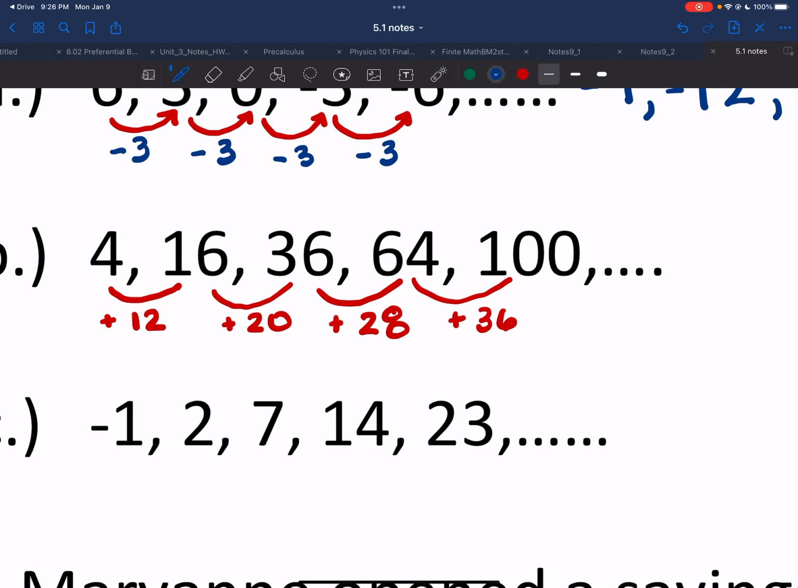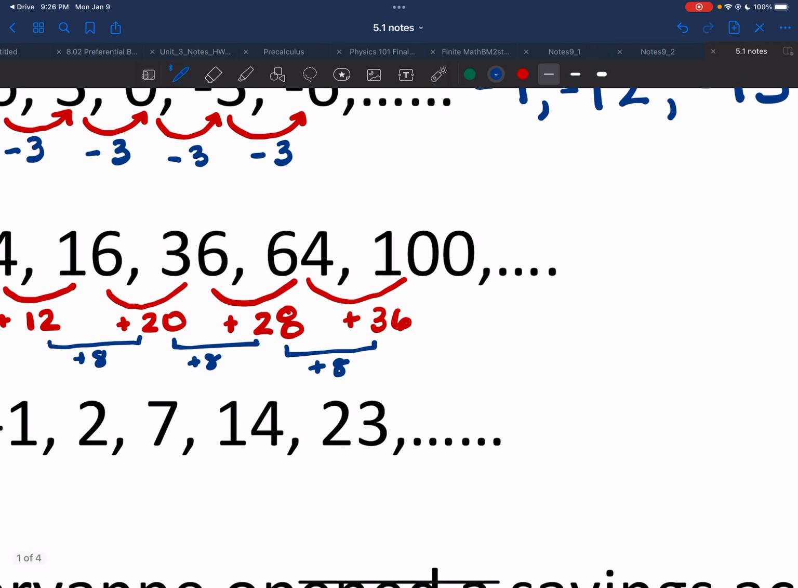From 12 to 20, I added 8. To get from 20 to 28, I added 8. To get from 28 to 36, I added 8. So to get the next three terms, what I need to do is make my difference 8 additional each time. Okay, so here's what I'm going to do. I'm going to take that 100. Let me put that in red here.